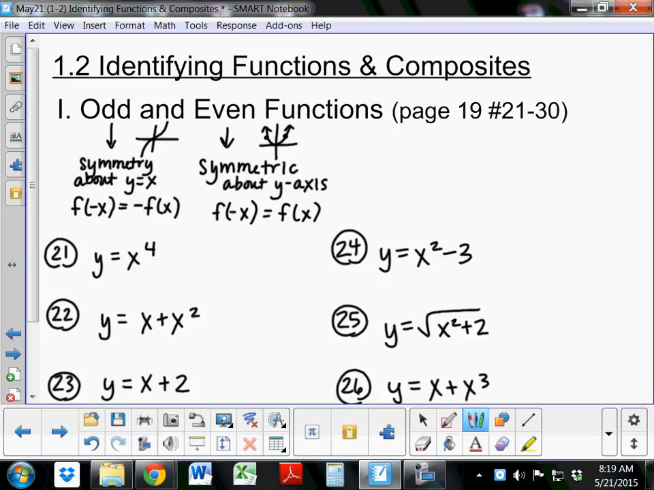So one of your goals would be to be able to look at an equation and decide if it's odd or even. Not all of them are going to be one or the other, because you do have functions that don't look like either of those things. But your job would be to look at them and decide if they would be odd or even.